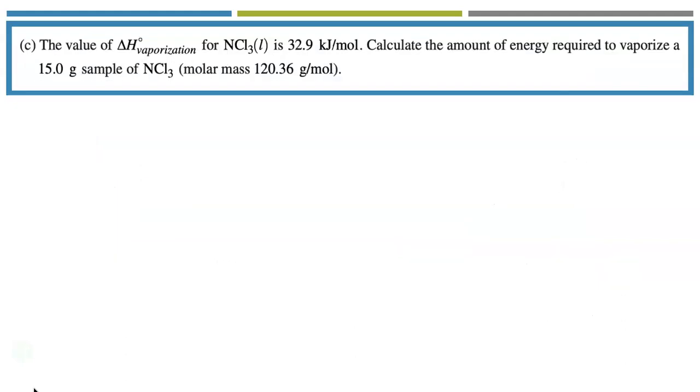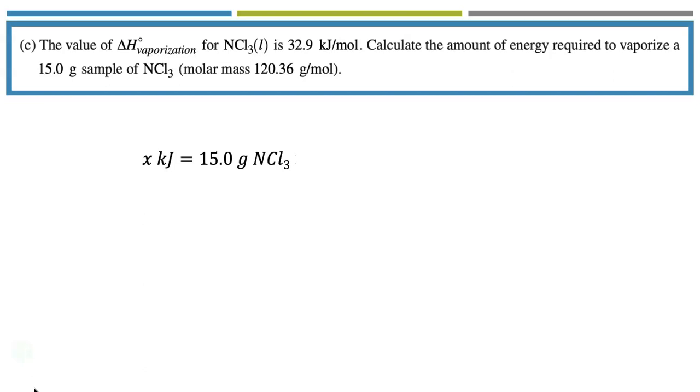There's one last part to this question. The value of the enthalpy of vaporization for liquid nitrogen trichloride is 32.9 kilojoules per mole. For every mole of NCl3 that I want to vaporize, I need to put 32.9 kilojoules in. Calculate the amount of energy required to vaporize a 15.0 gram sample of NCl3. And they nicely gave us the molar mass of NCl3. All right, so what we need to do is a grams to moles conversion and then use the enthalpy of vaporization to find the energy involved.